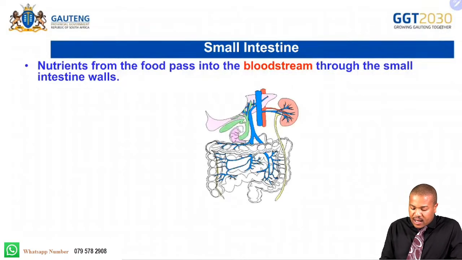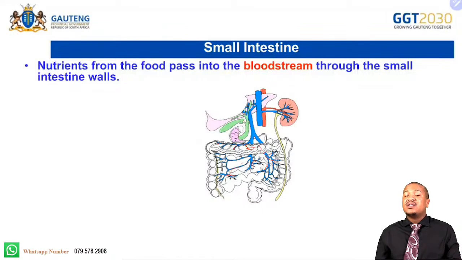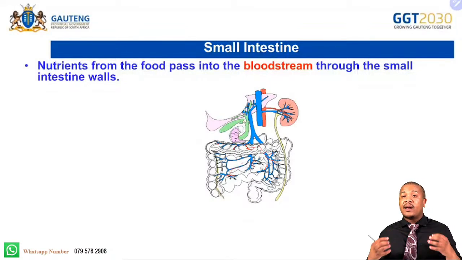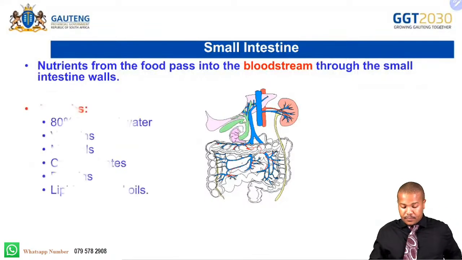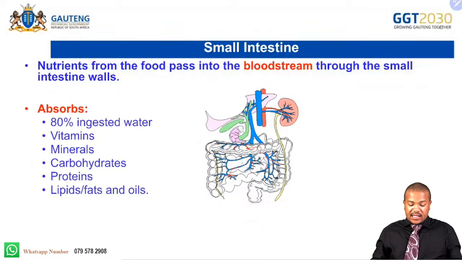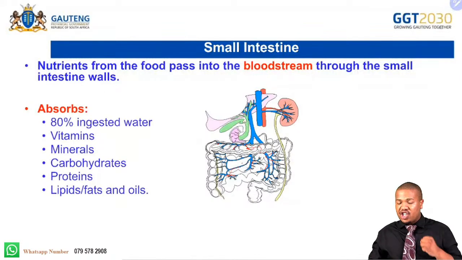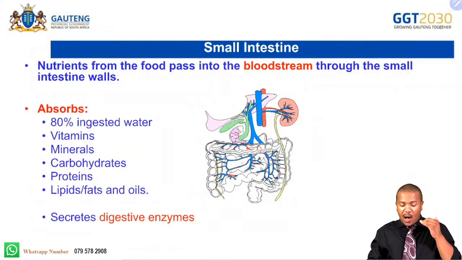Looking at our diagram here, these are the small intestine. Look at this: they are coiled and surrounded by blood vessels, and these blood vessels draw the nutrients into the bloodstream and transport them throughout the whole body. So in the small intestine, there is absorption of about 80% of ingested water, vitamins, minerals, carbohydrates, proteins, and lipids, which are our fats and oils.